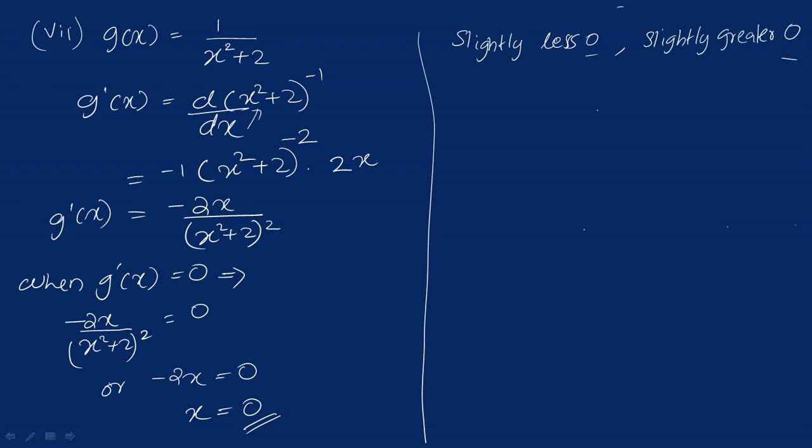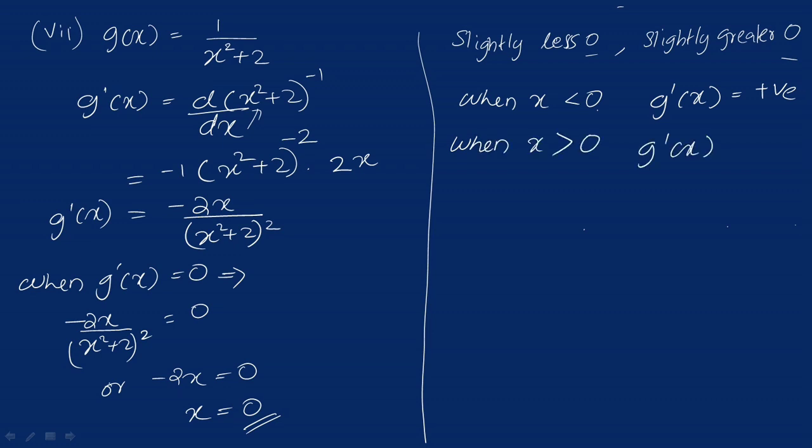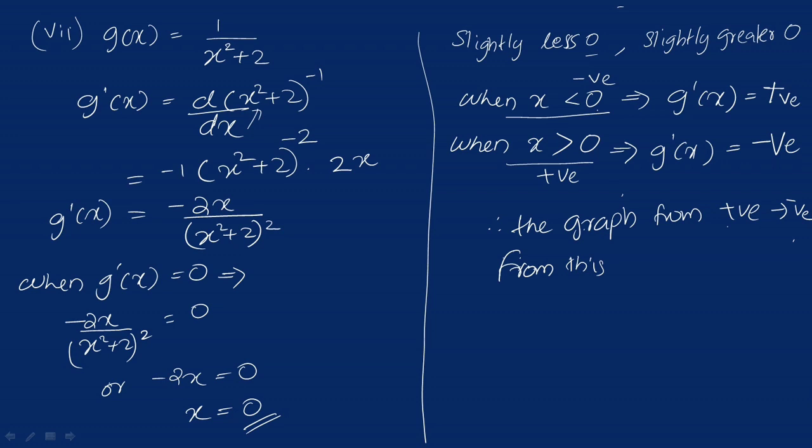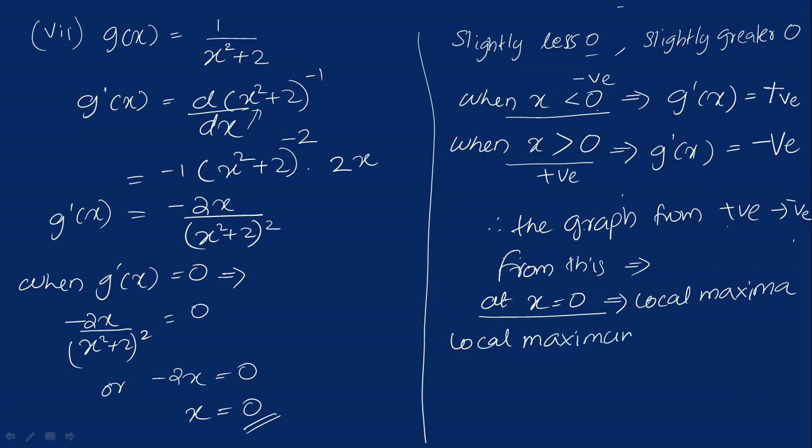So what happens when x is less than 0? Applying it in the equation of g dash of x, it will be a positive quantity. Similarly, when x is greater than 0, g dash of x will be a negative quantity. So now when we draw a graph with these quantities, we will be having a graph from positive into the negative. So from this we can conclude that we have the local maxima at x equal to 0.